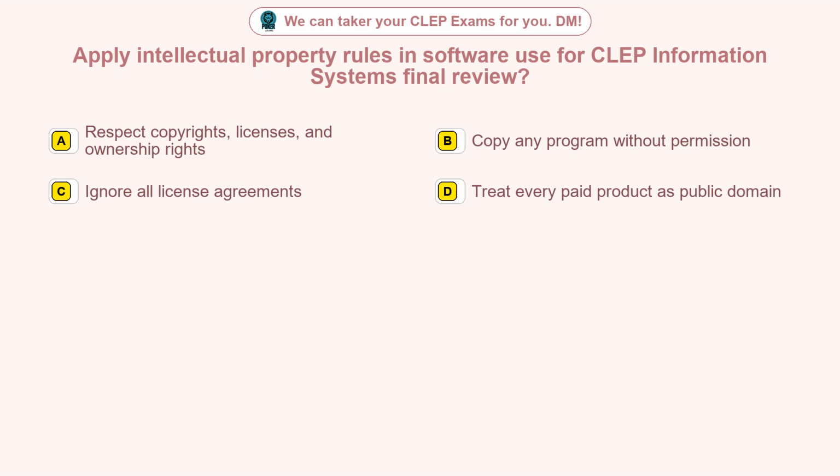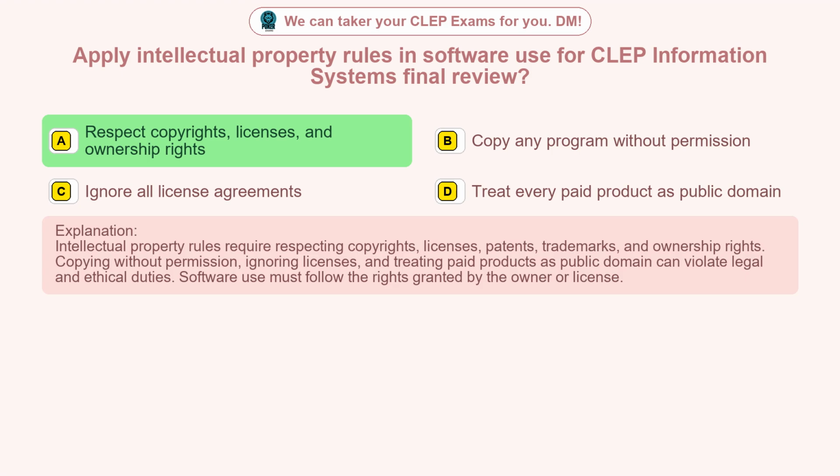Question 98. Apply intellectual property rules in software use for CLEP Information Systems final review. Option A. Respect copyrights, licenses, and ownership rights. Option B. Copy any program without permission. Option C. Ignore all license agreements. Option D. Treat every paid product as public domain. The correct answer is option A. Respect copyrights, licenses, and ownership rights.